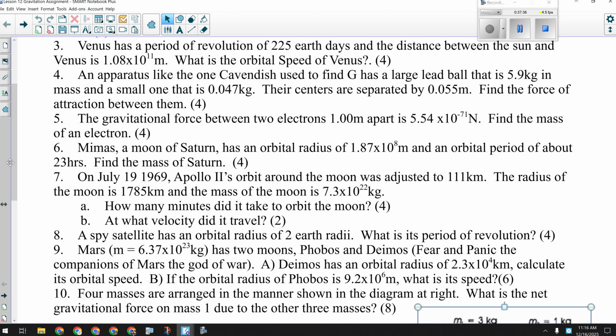Okay, for number five, you're given the force of gravity between two electrons. It's obviously an incredibly small number because electrons are very, very small. And electrons are also identical, so that might be useful when you're trying to find the mass of an electron. If we are talking about the gravitational force between them, all electrons are identical. In other words, they have the same mass.